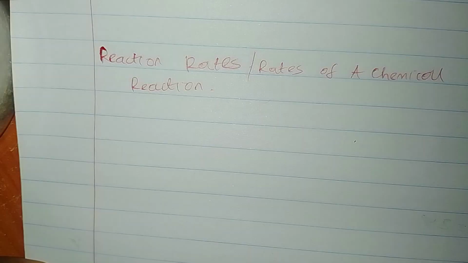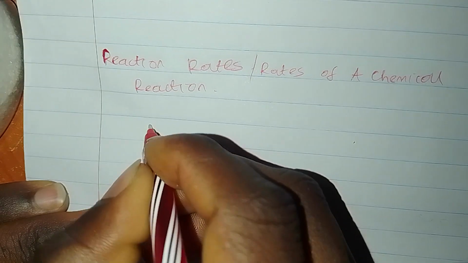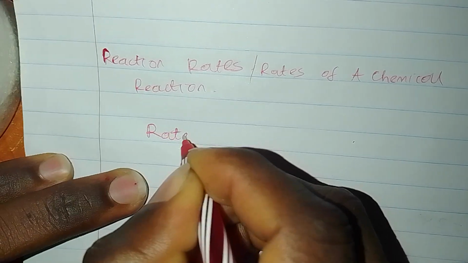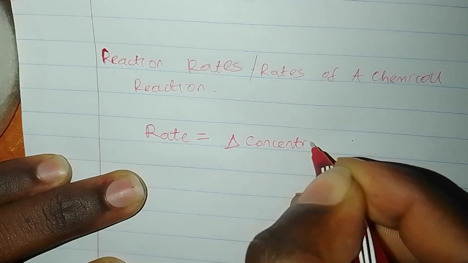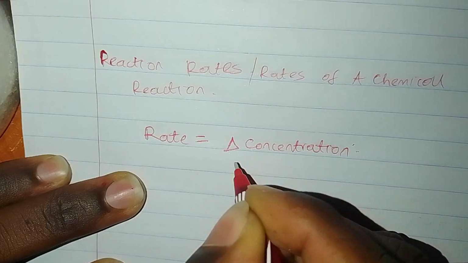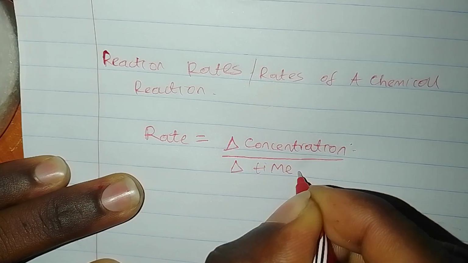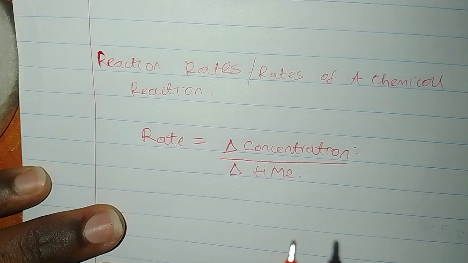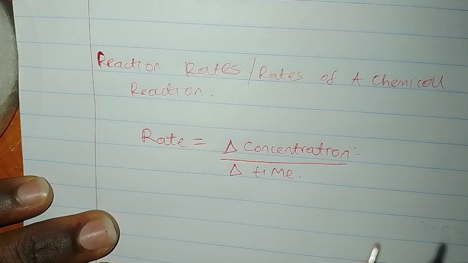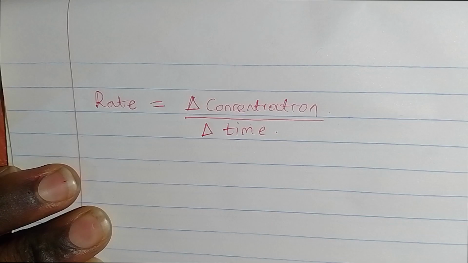All the products as a function of time, which is given by rate is equal to change in concentration over the change in time. Now, the reaction rate specifically tells us how much of a reactant is consumed or a product is formed at a given specific time. We'll use one example.